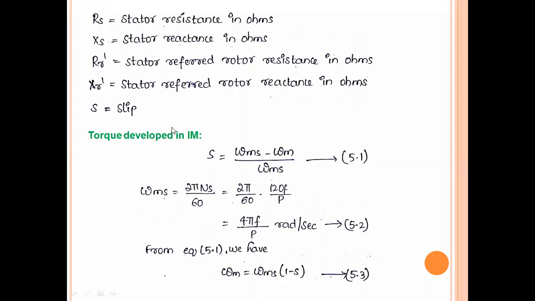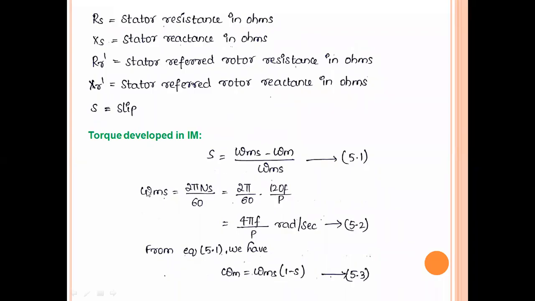So first we know the slip S. We know the definition for slip, which is the ratio between the difference of synchronous speed and the actual speed to the synchronous speed. So this is the slip equation, where omega ms is the synchronous speed, omega m is the actual speed of the machine. We know how to calculate the synchronous speed, which is 120 f by p, but here it is omega, not N.